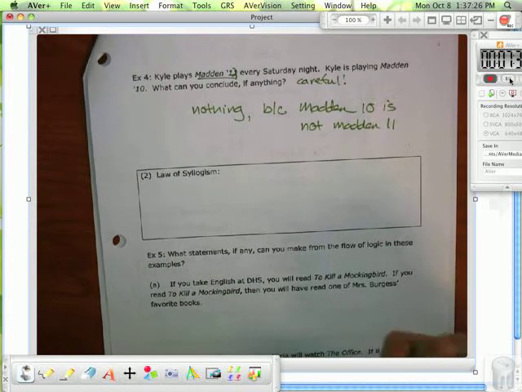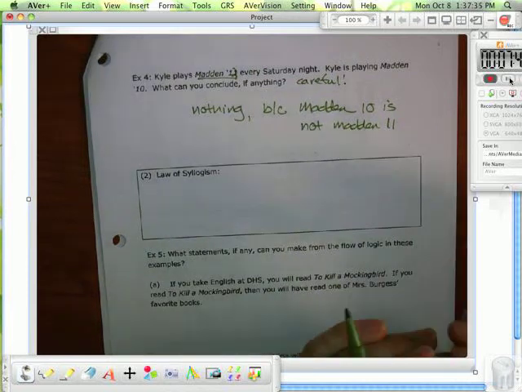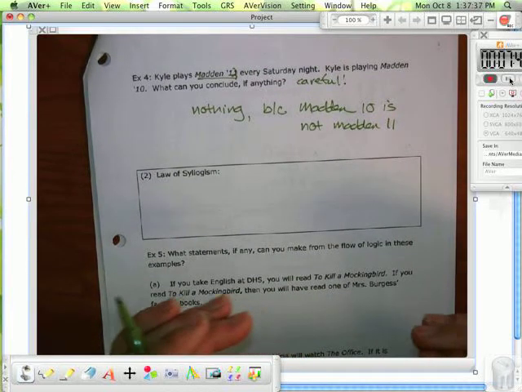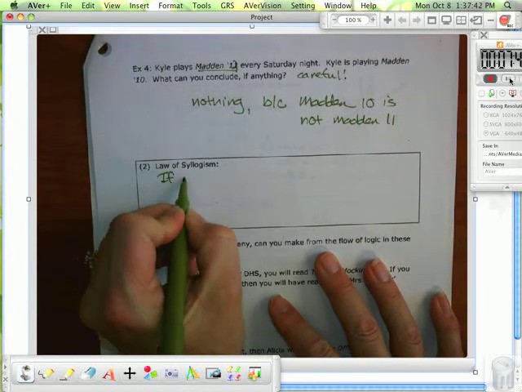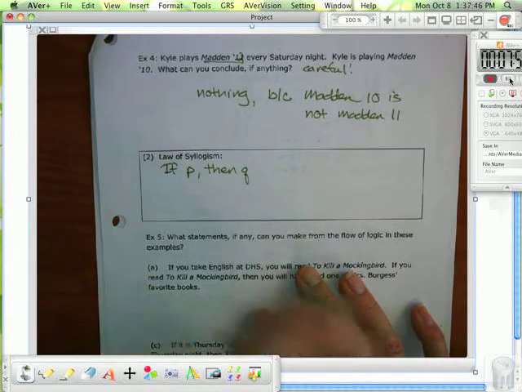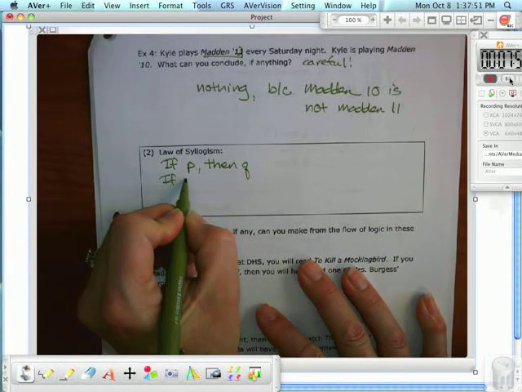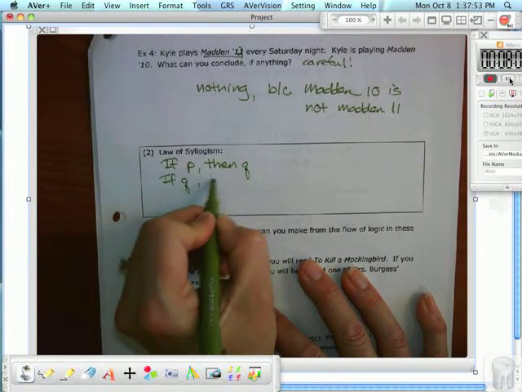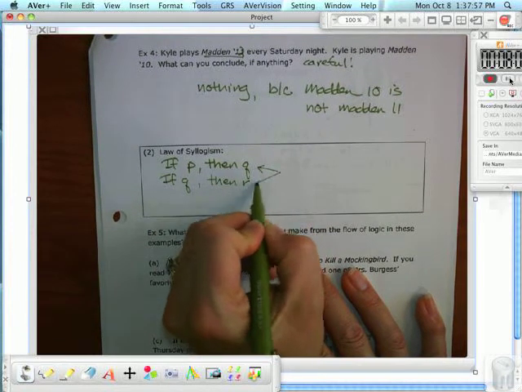All right, law of syllogism. Everybody say it, syllogism. Okay. Let me write it down and then I'll explain it. You need to write it down too. If P, then Q. That's a Q, not an 8. If Q, then R. And both of these statements are true.